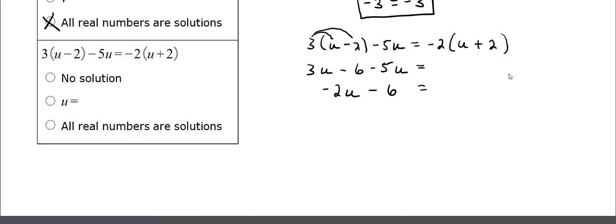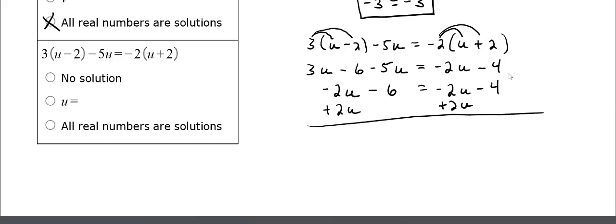Now let's work the right-hand side. And again, we'll start by using the distributive property. That would give us negative 2u minus 4. Now we're going to isolate our variable. So if I'm eliminating the negative 2u on the right-hand side, or moving it to the left, I take its opposite. So again, my variable is eliminated from both sides. Now look at the difference.